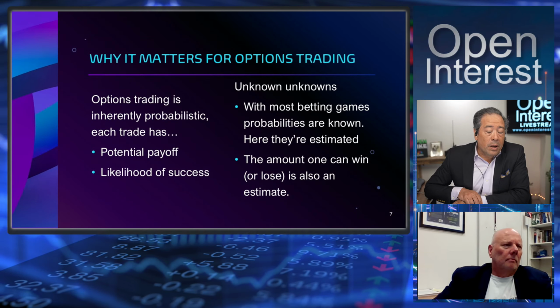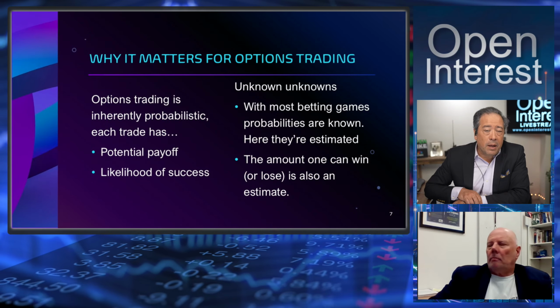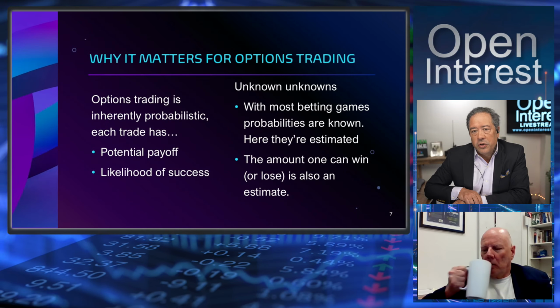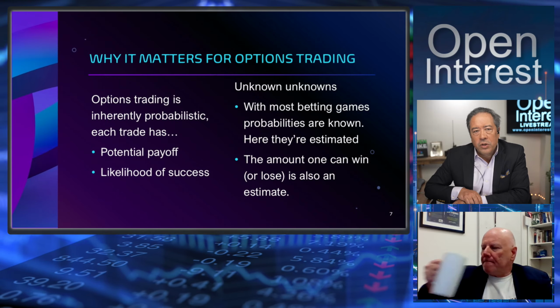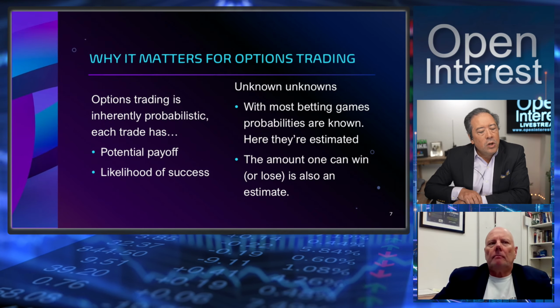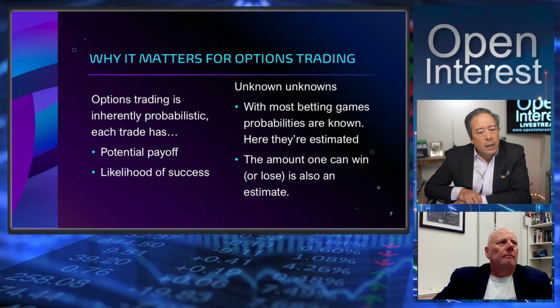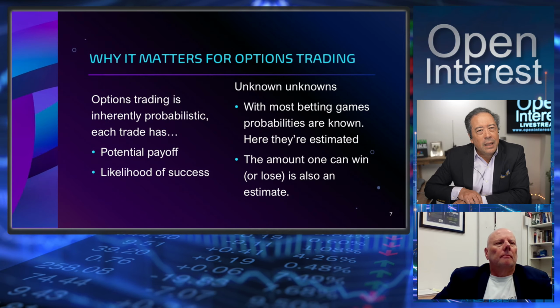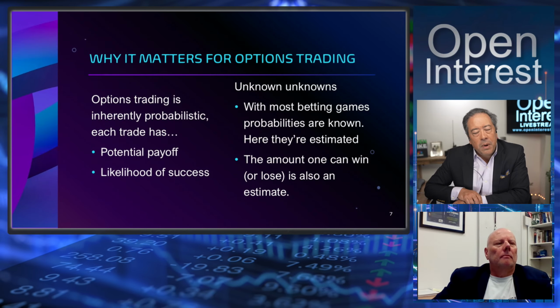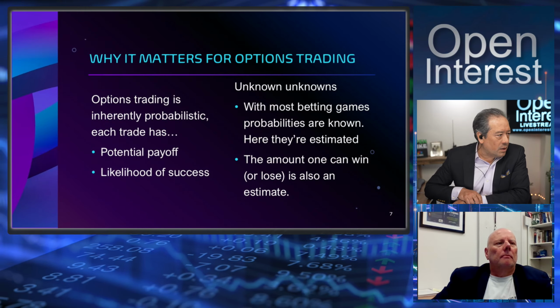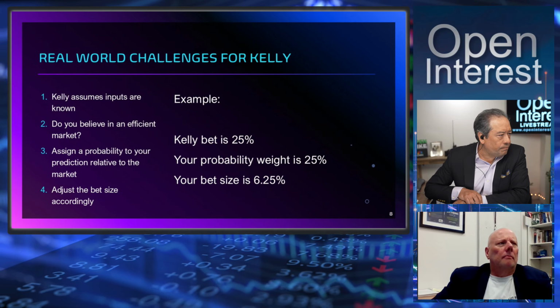We also don't know how much, if you're short options, the amount that you could lose is also unknown. So there's a lot of unknowns that you have to estimate. So what does this do when it comes to using something like the Kelly criterion? Well, you have to modify it a little bit.